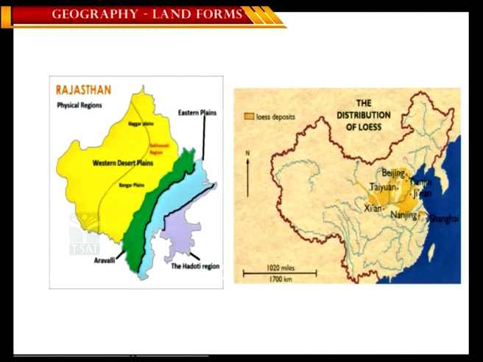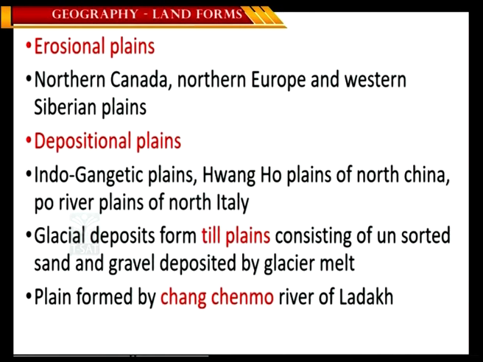This is described as a depositional plain because it is formed by the activity of deposition by the river systems. Another example of a depositional plain by wind is western Rajasthan and the Loess plain in China. In the case of erosional plains, we have different types of erosion. Northern Canada, northern Europe and the western Siberian plains can be given as examples of erosional plains.